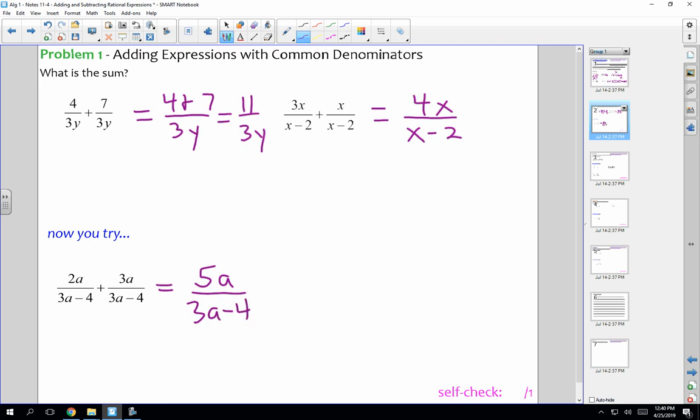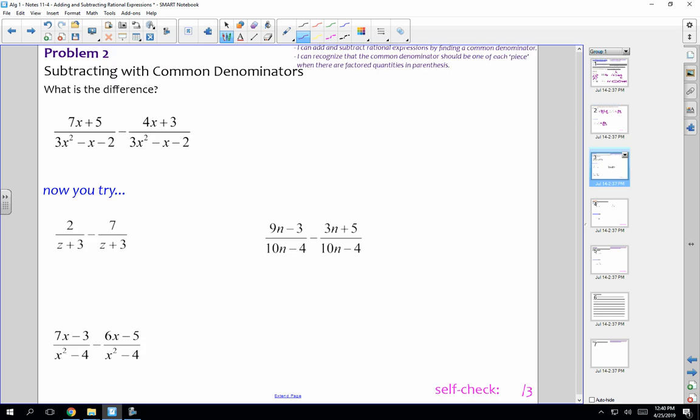All right, so go ahead and check your solution. Hopefully you got the same thing as me. I'm going to move on to the next one. Here's a little bit of subtracting with common denominators. So a little bit of a trick here.